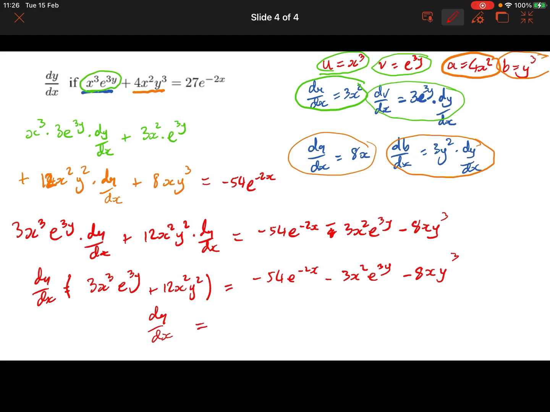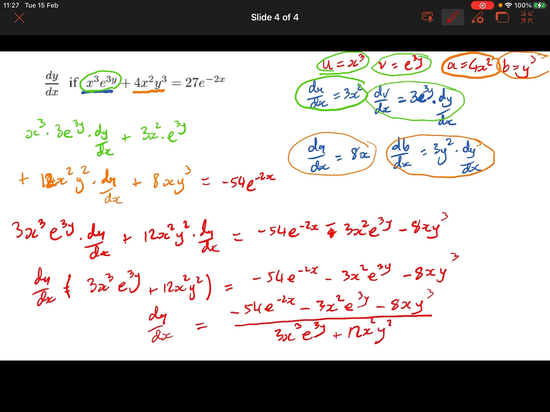divide both sides. Okay, so we're going to get minus 54 e to the negative 2x minus 3x squared e to the 3y minus 8xy cubed, all divided by 3x cubed e to the 3y plus 12x squared y squared. Okay, I don't really think you can make that any more simple because there's nothing to factor out. No common factors. You can factor out something in the denominator, but it's not going to make any difference. There's nothing to factor in the numerator.